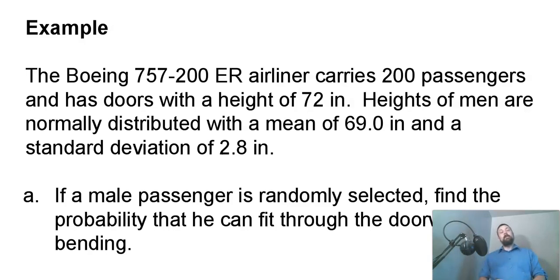The Boeing 757-200ER airliner carries 200 passengers and has doors with a height of 72 inches. Heights of men are normally distributed with a mean of 69.0 inches and a standard deviation of 2.8 inches. If a male passenger is randomly selected, find the probability that he can fit through the doorway without bending.